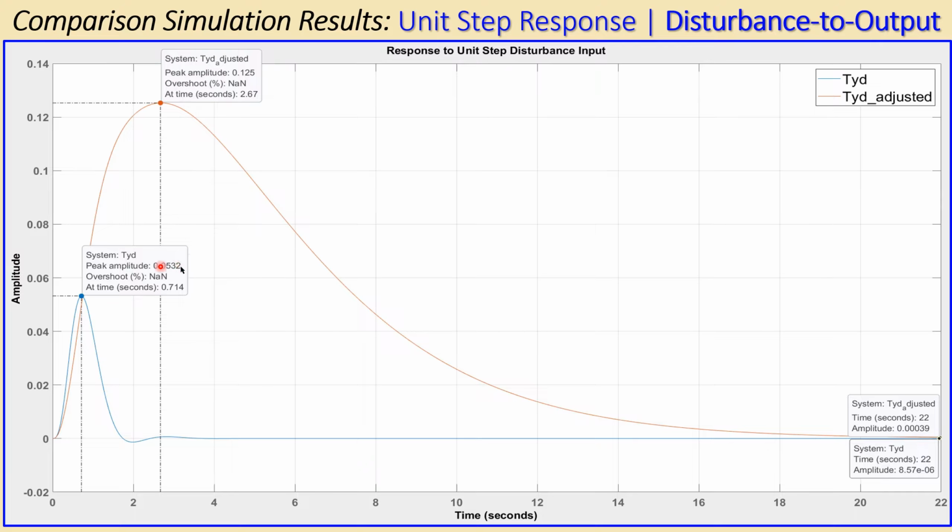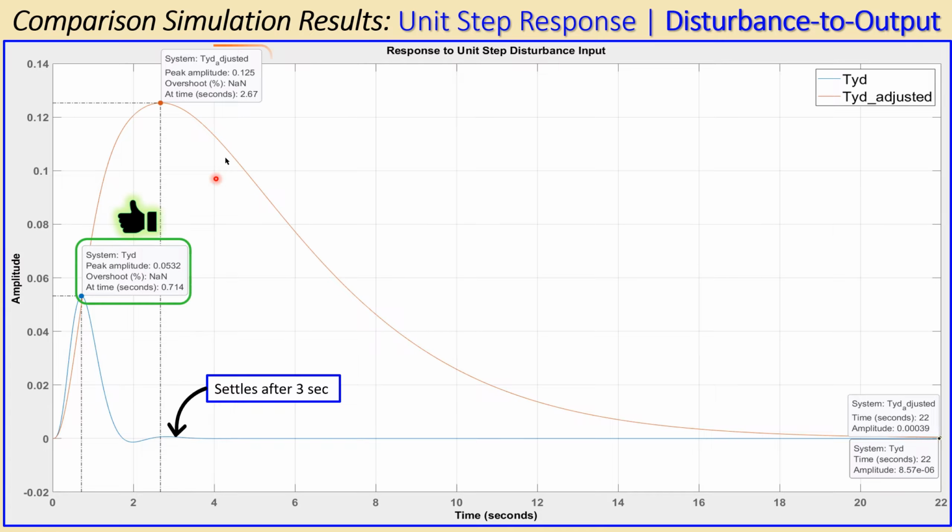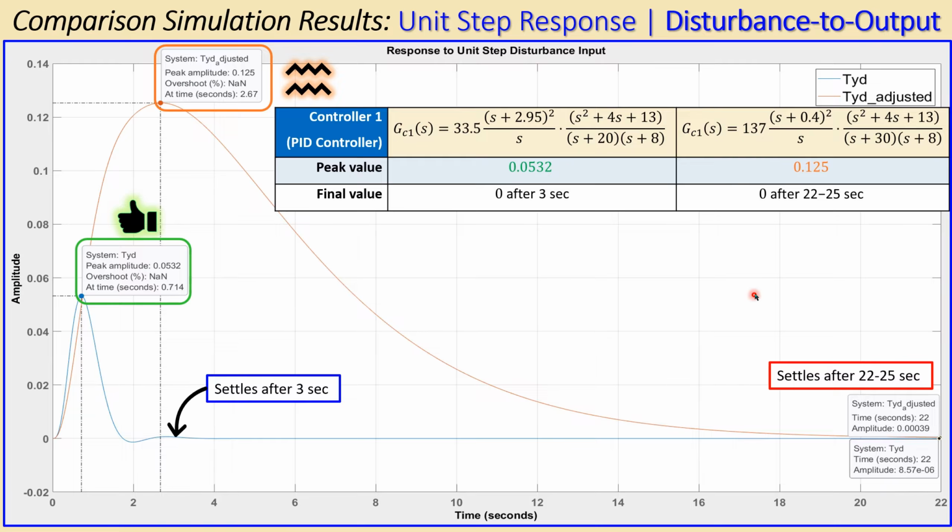So this is almost, let's say, maybe 2.5 times larger in amplitude, and it also doesn't settle in 2 seconds. So this settles in, let's say, 3 seconds, maybe 2.5 seconds, and this is fine. But this is sort of okay, maybe. And I can say it settles after 22, maybe 25 seconds, maybe 20 if I'm a bit optimistic. So the disturbance to output specification is definitely not met here.